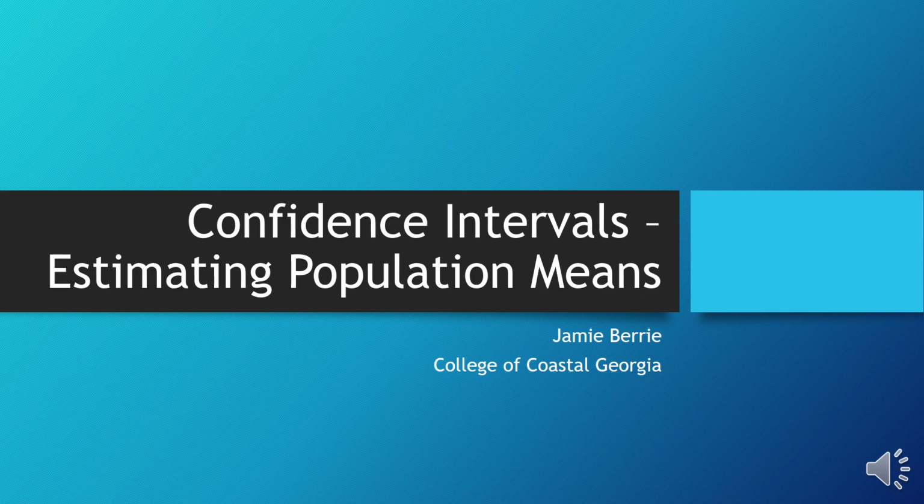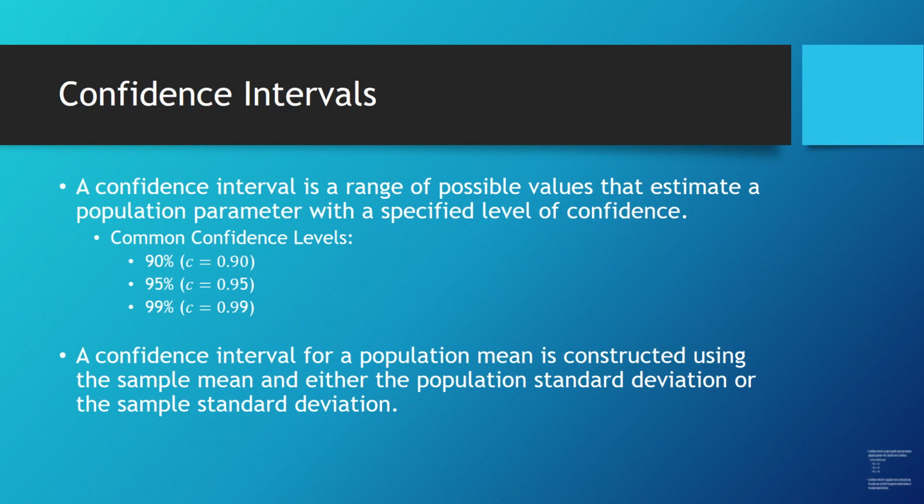Today we are going to talk about confidence intervals, and specifically we're going to be going over confidence intervals whenever you are estimating population means. So a confidence interval provides us with a range of possible values that will estimate a population parameter with a specific level of confidence. The population parameter that we're talking about in this video is a population mean. But you could also use a confidence interval to provide a range of possible values for something like a population proportion or a population variance.